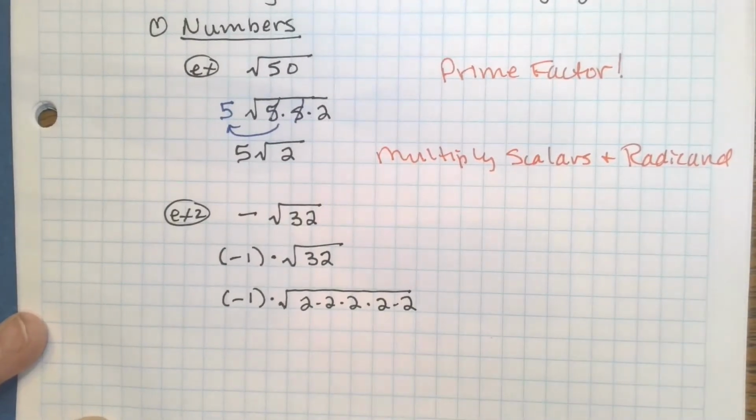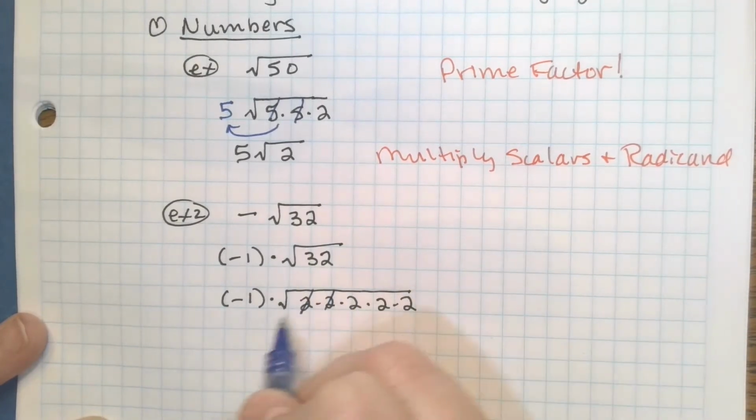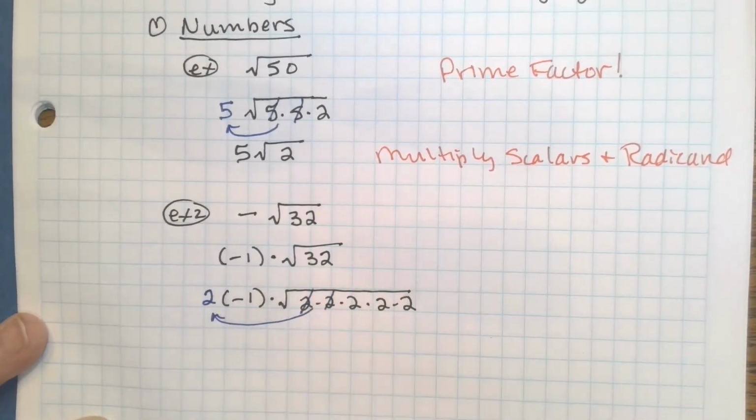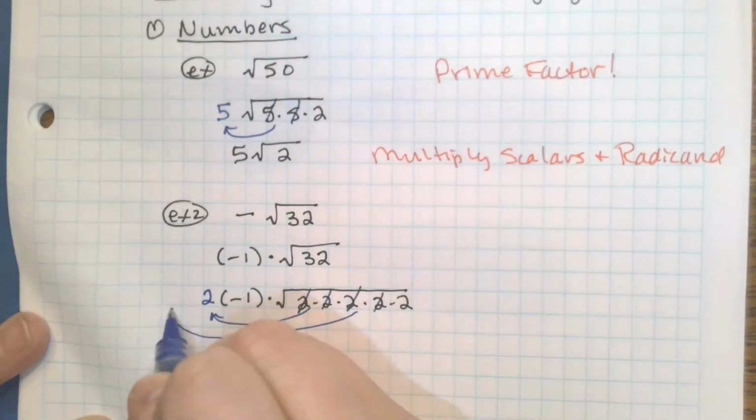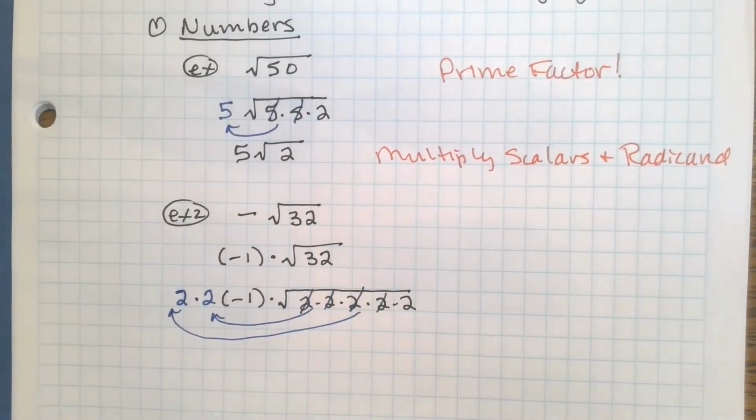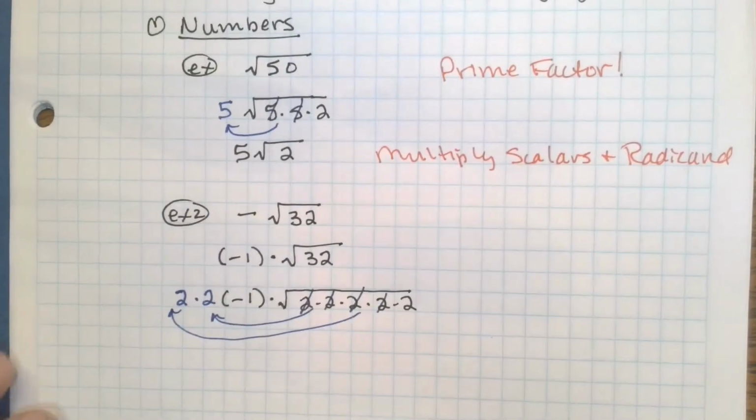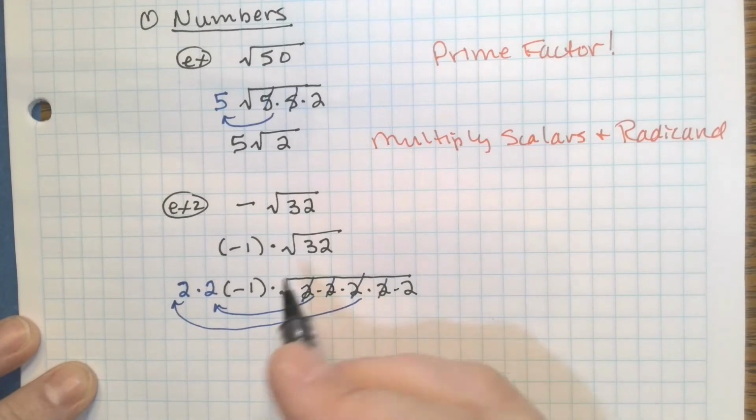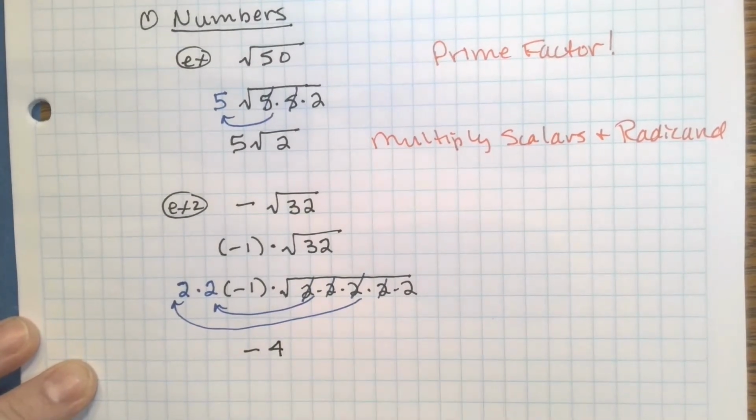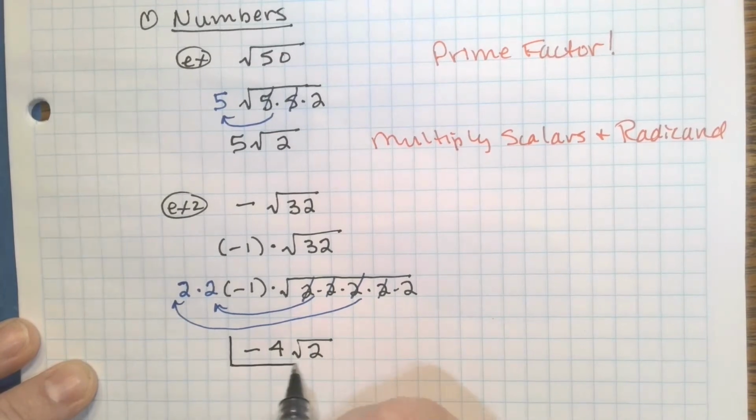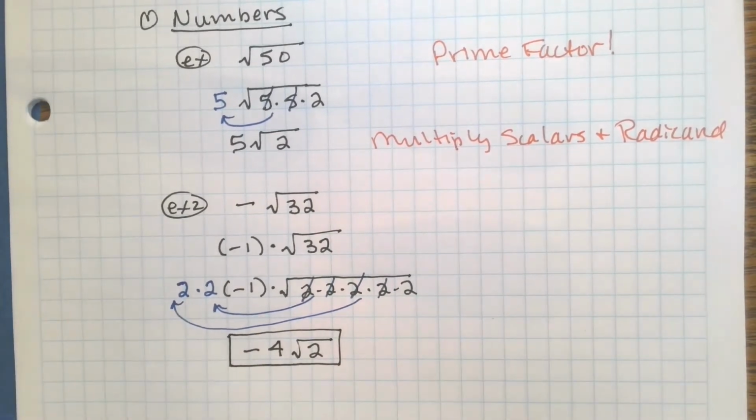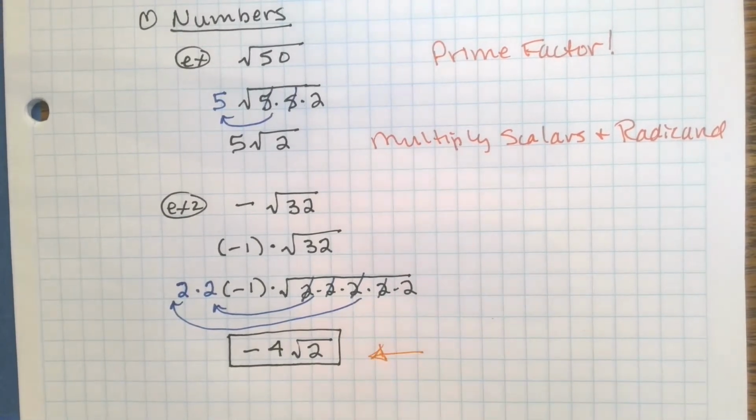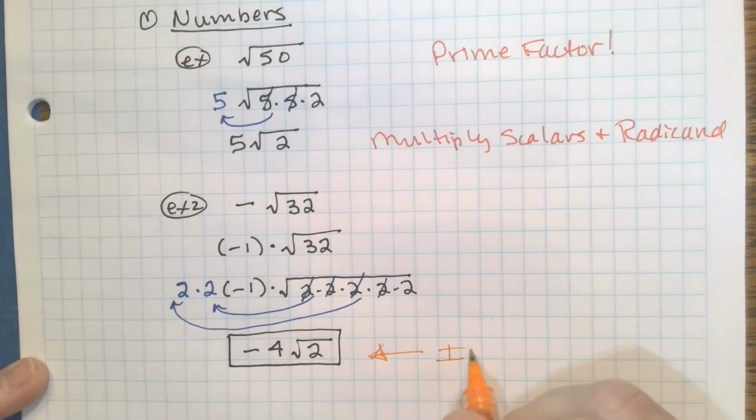So there's a lot of things that are going to be coming out. 2 2s, 1 comes out to the front. 2 more 2s, another one comes out to the front. And we have 1 2 left over. So multiplying the scalars, 2 times 2 times negative 1 is a negative 4. And then all we have left on the inside is a 2. So your answer is negative 4 radical 2. Now at some point, you're going to be told to leave your answers irrational.